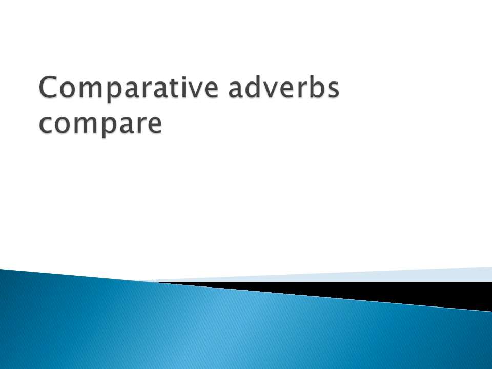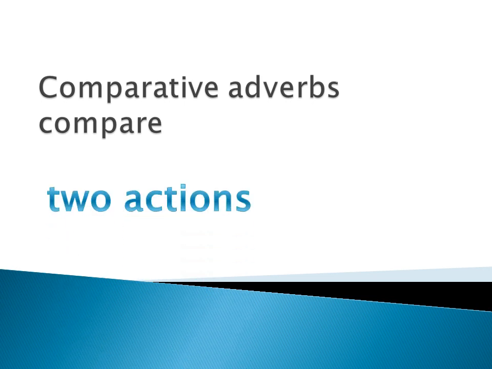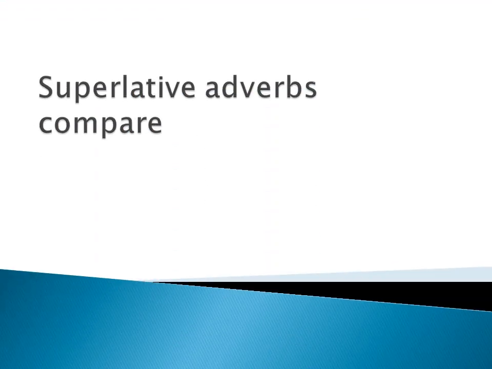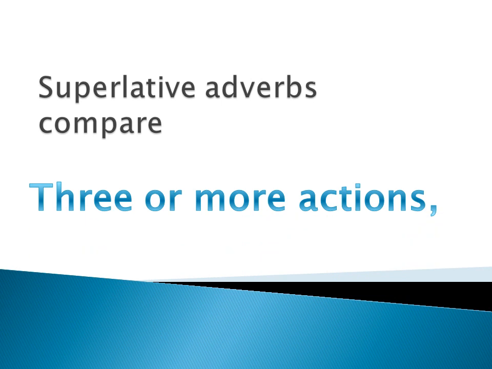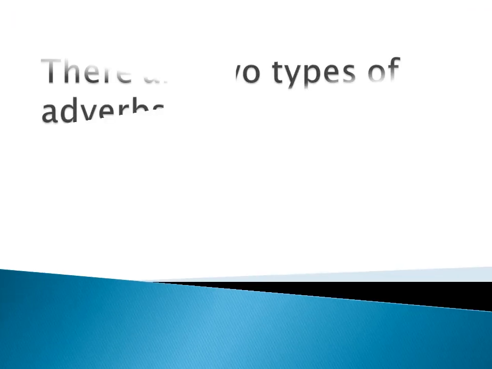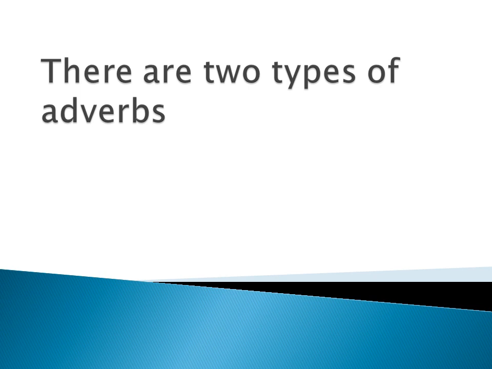And the focus of this lesson is on comparative and superlative adverbs. So what is the meaning of comparative? As you already know, it means comparing two actions. Superlative compares three or more actions. And why are we focusing on the word action? Because the adverb modifies or describes or tells more about the verb. Okay, so how to form the comparative and superlative adverbs.